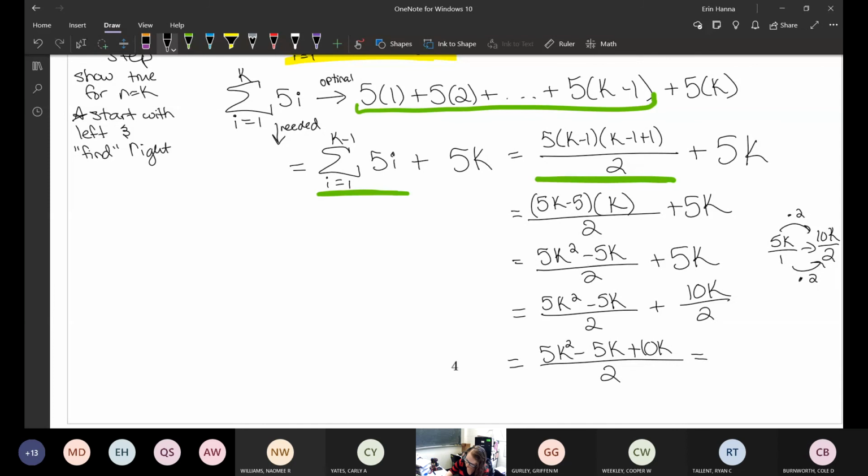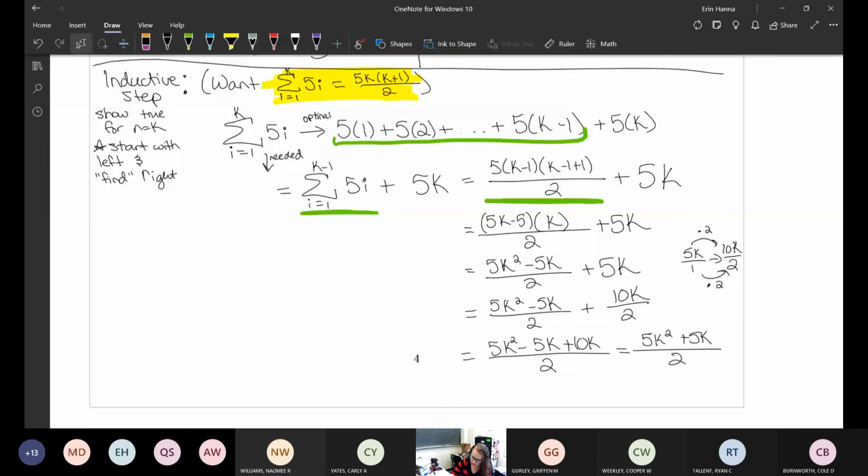That negative 5k plus 10k can get smushed together to get plus 5k divided by 2. Now let's remind ourselves what we were looking for, because we've done a little bit of algebra, we've reduced a lot. So let's check and look at our progress.